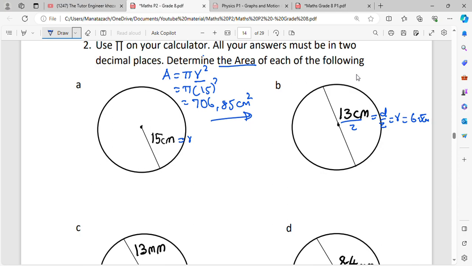And then the equation of the circle is A is equal to pi r squared. Pi times the radius squared, and when you put that on your calculator, you will get 132.73 squared centimeters.